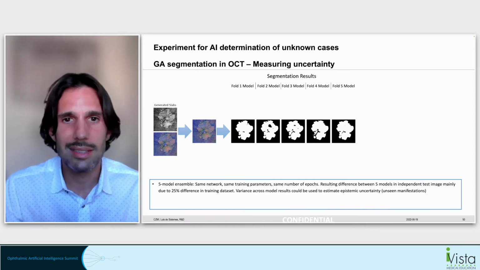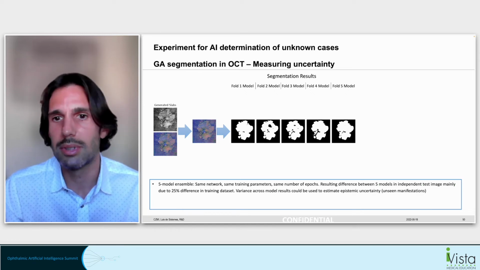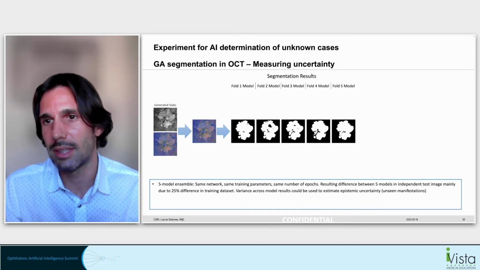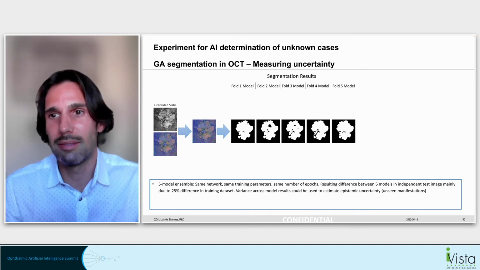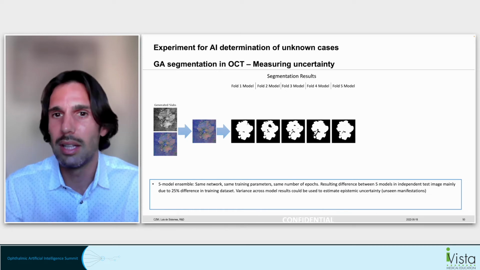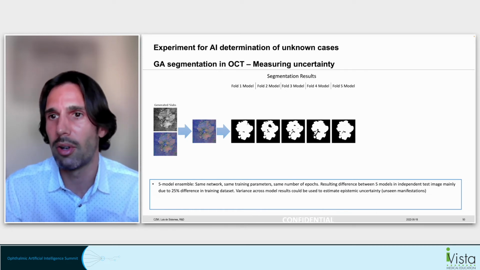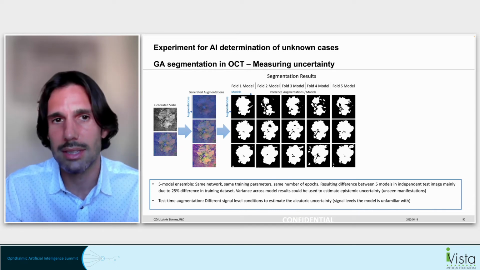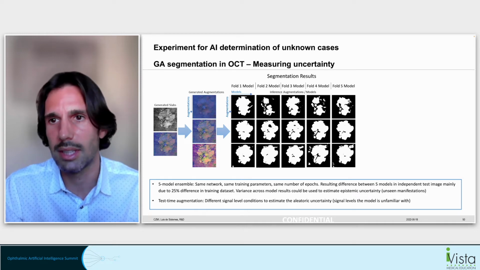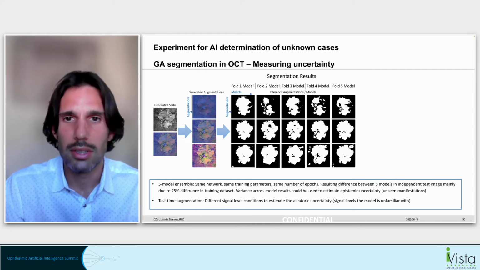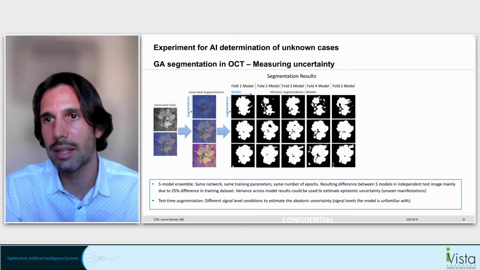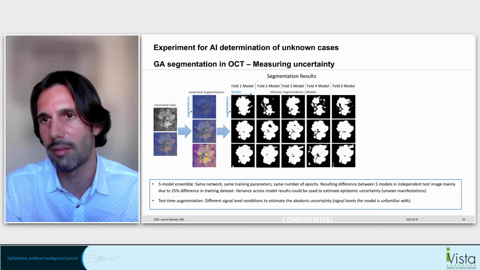So we thought, since the only thing that we vary is data, this has to tell us something about the epistemic uncertainty, or what are the unseen manifestations that the model has never seen. Any difference that we find between these results belongs to the data that the model has been trained with. We can also perform augmentation at our test stage, simulating different OCT signal levels, and we also see different results. All the differences give us an idea of what kind of signal levels the model is familiar with.